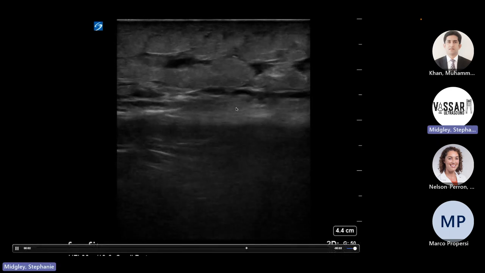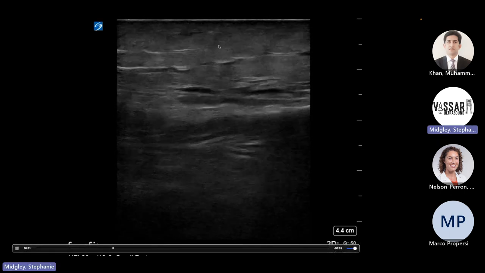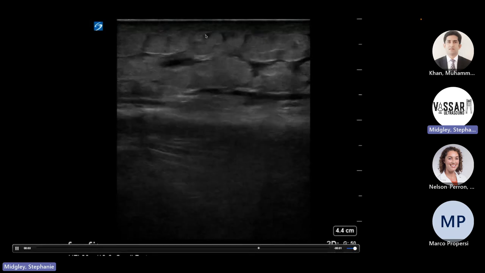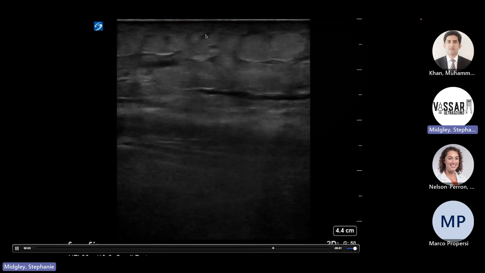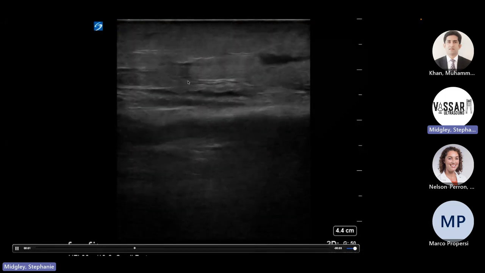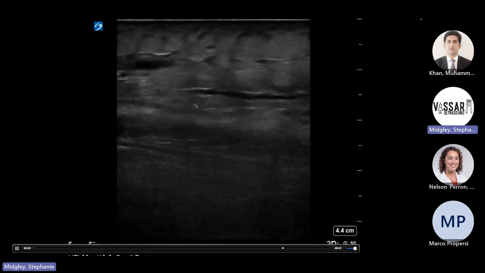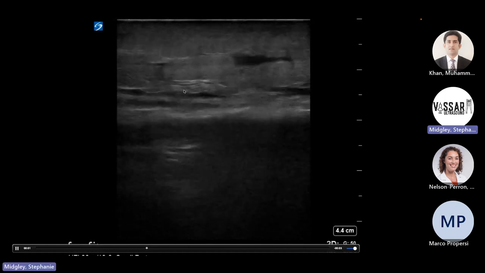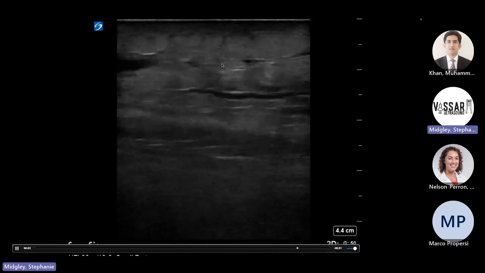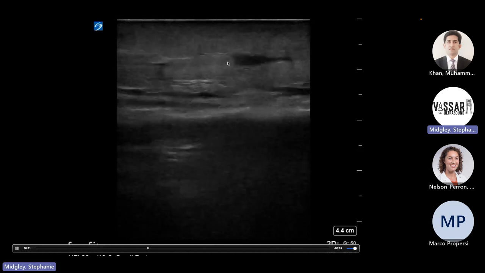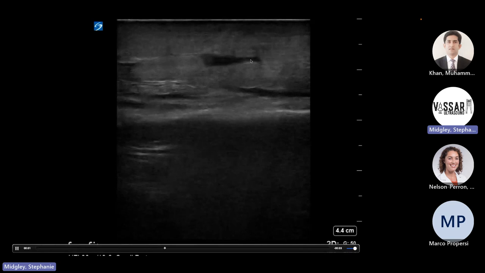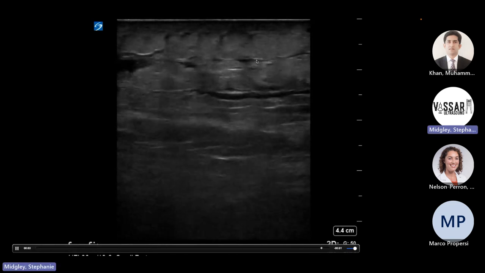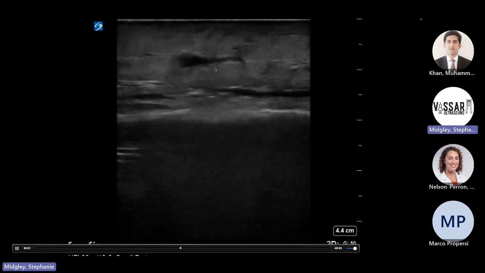Here's a nice example of cellulitis. Again, you have that loss of the normal architecture, where you get this homogeneous gray appearance to the soft tissue. It actually will get thicker, and then you start to get what we call cobblestoning. It looks like cobblestones on a road, where you see fluid and edema sneaking in and out and in between these little fat lobules.